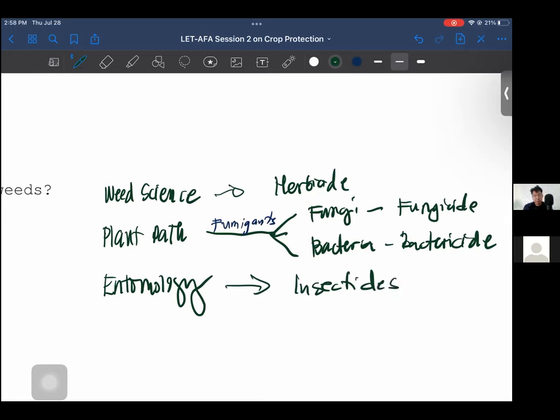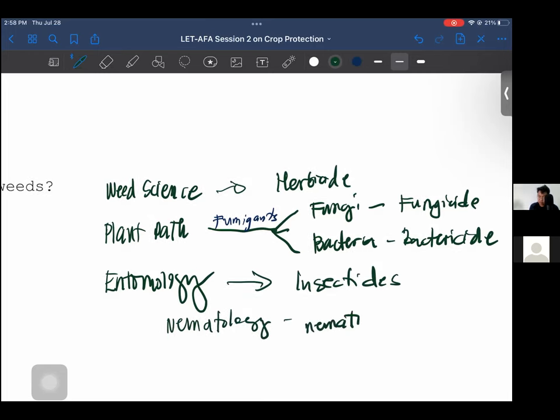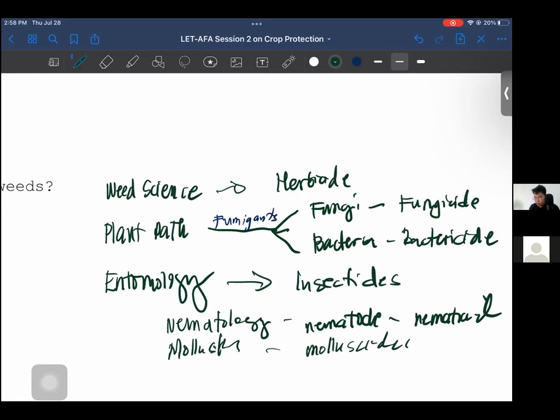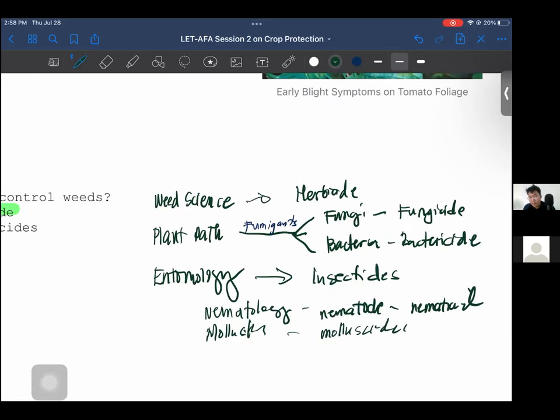There are other branches of this. We have nematology. Sa nematodes naman to. Tapos mollusks. So ito yung mga terms na dapat nyong malaman in the area of crop protection. Ito yung mga control methods, control agents. So these are chemical agents pala ha. Chemical agents for chemical control. Yan yung mga rin yung ginagamit.